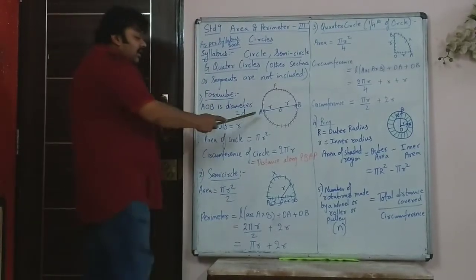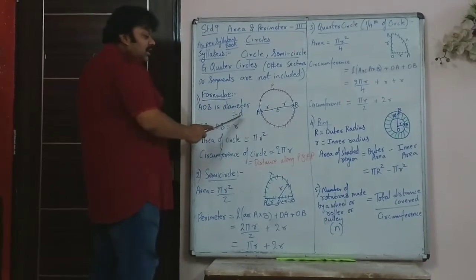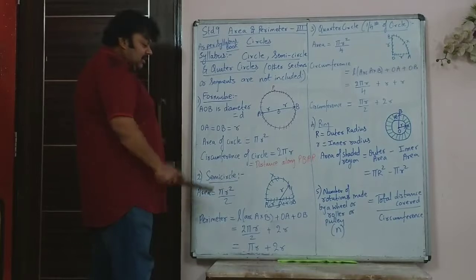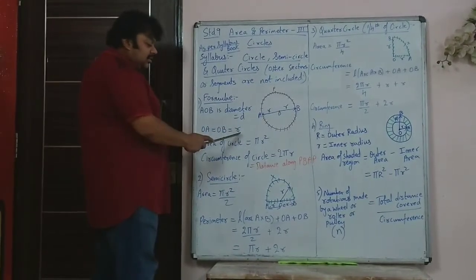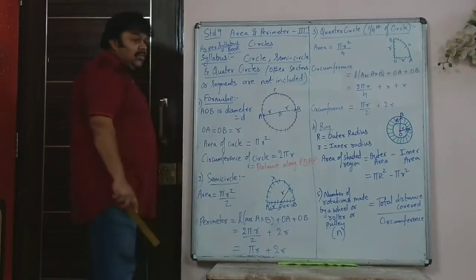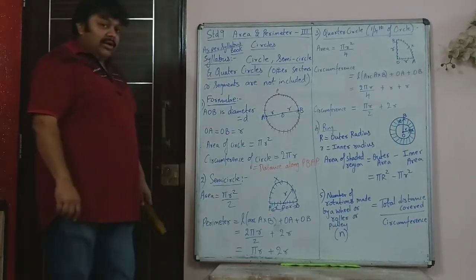First, AOB is a straight line, it is the diameter of the circle. So if that is the diameter, then OA is equal to OB, that is the radius denoted by small r. Radius is diameter upon 2. Now area of this circle is pi r squared.